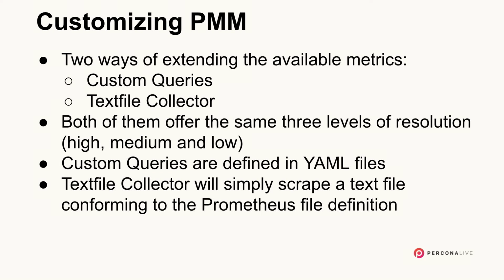In PMM, we have 3 levels of resolution, which are high, medium, and low. High being by default 5 seconds, can go down to 1 second. And then we have, I think it's 10 or 15 seconds for medium and something like 1 minute for low. These can all be tuned, and both custom queries and text file collector support all of these resolution levels.